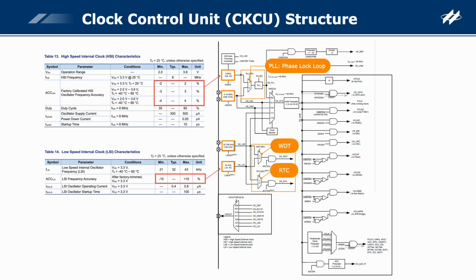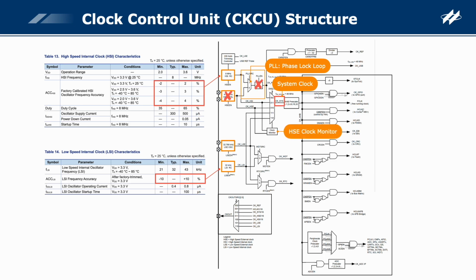Either the low-speed external crystal oscillator or the low-speed internal RC oscillator can be used as a clock source for the real-time clock peripheral and watchdog timer. These four clock sources and the PLL output can be used to control the MCU system clock source.